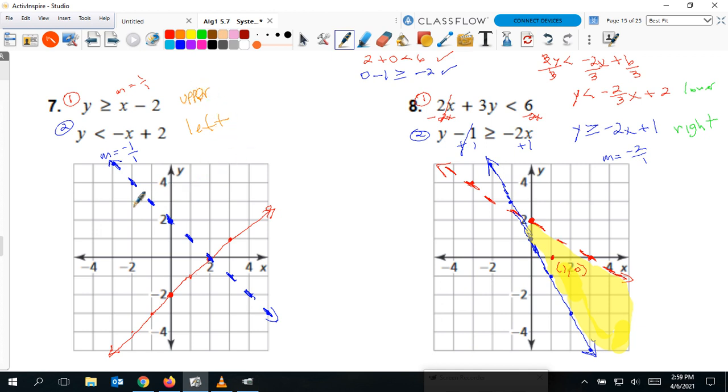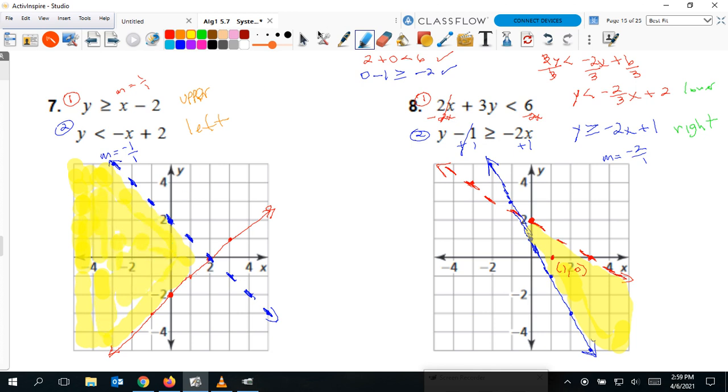So upper were these two. It was on the upper one from equation 1, so it was above the red line. And then for the blue dashed line, it was actually down over here on this side. So over here's where our shaded section would be, the one that is overlapping. This is the overlapping region. So this is our solution section right in here.